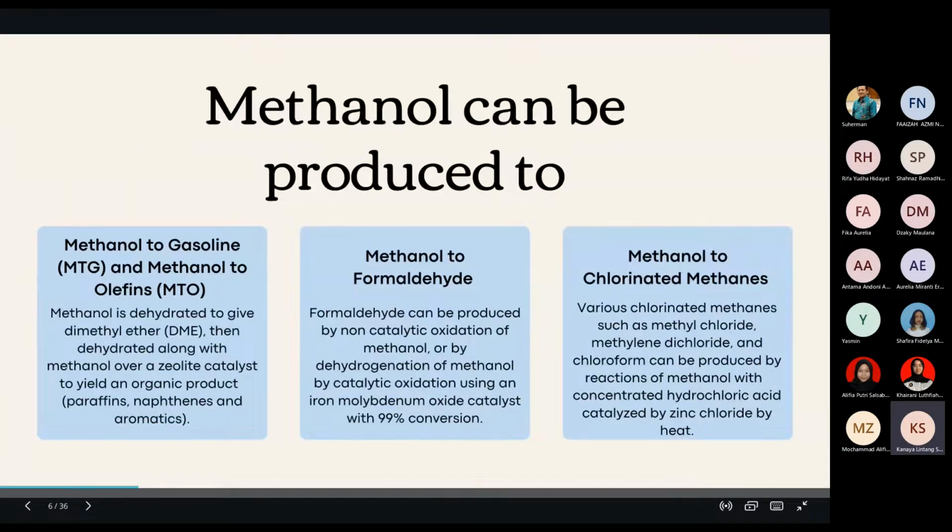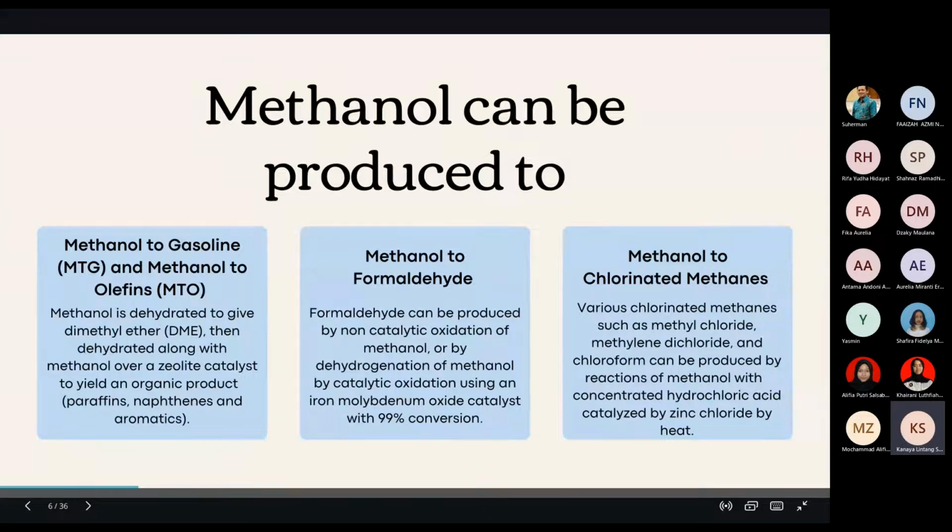Methanol can be converted to gasoline and olefins: methanol is dehydrated to give dimethyl ether, then dehydrated along with methanol over a zeolite catalyst to yield organic products such as paraffin, naphthalene, and aromatics. Formaldehyde can be produced by non-catalytic oxidation of methanol or by dehydrogenation of methanol by catalytic oxidation using an iron molybdenum oxide catalyst with 99% conversion.